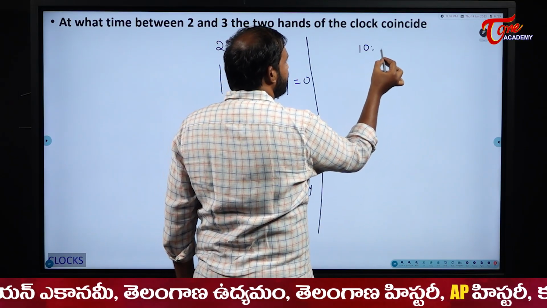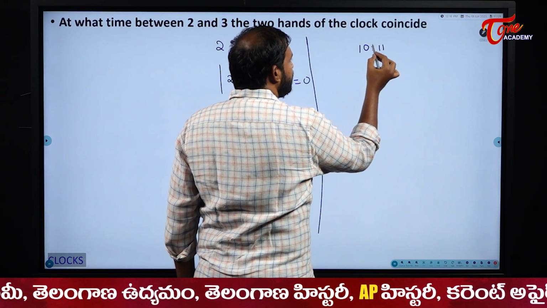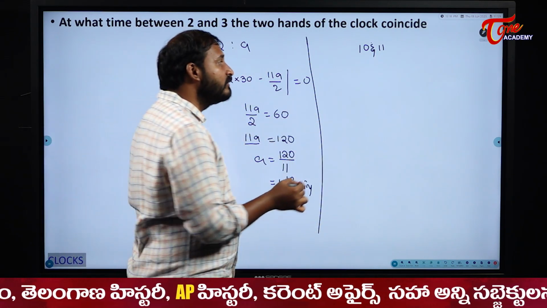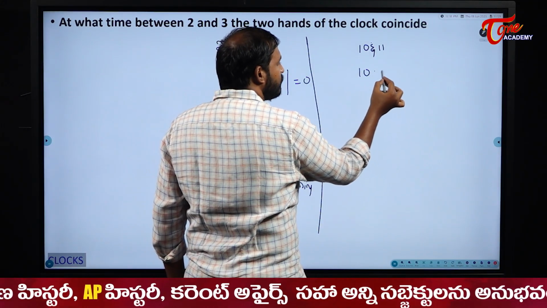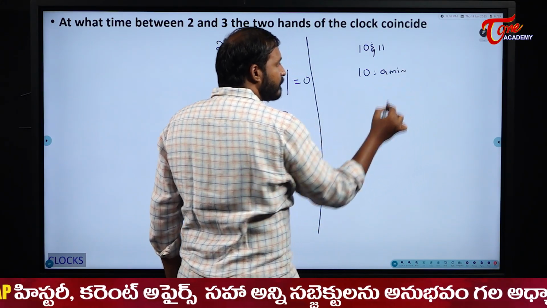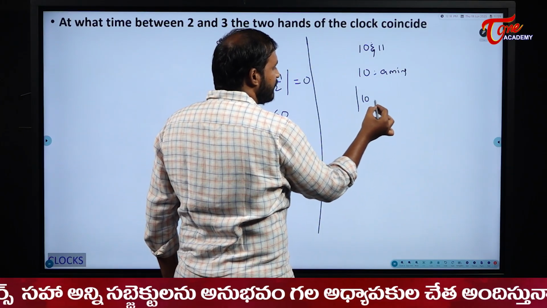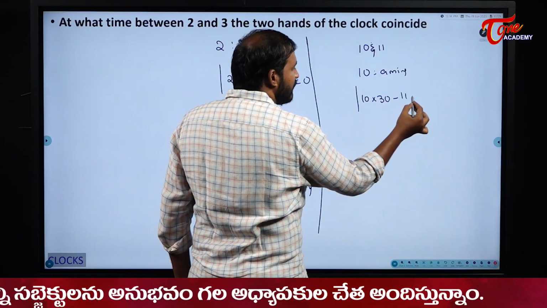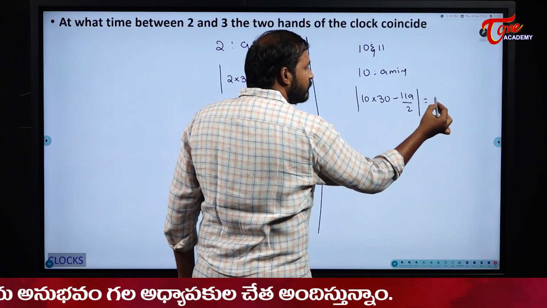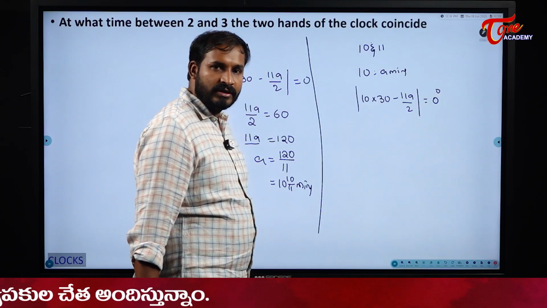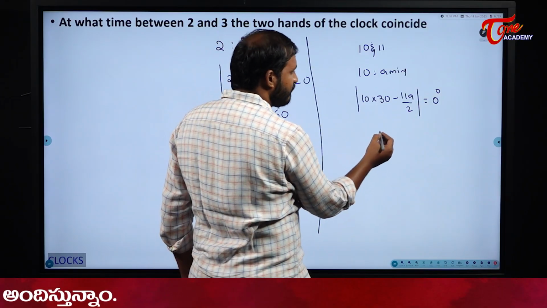Between 10 and 11, if I ask the same question, at what time do the two hands of the clock coincide? What will we do, students? We will take the time as 10 o'clock a minutes, and as usual use the same formula. So 10 into 30 minus 11a by 2 is equal to 0 degrees.